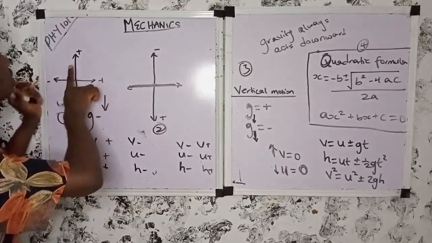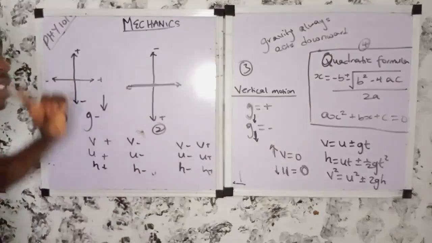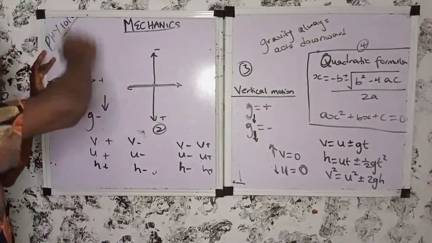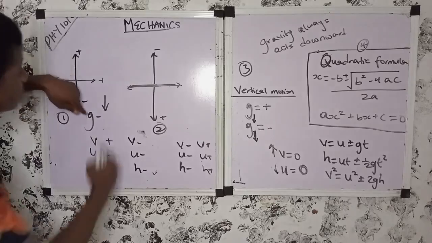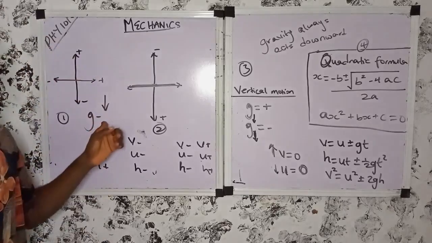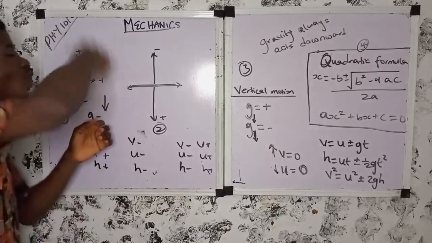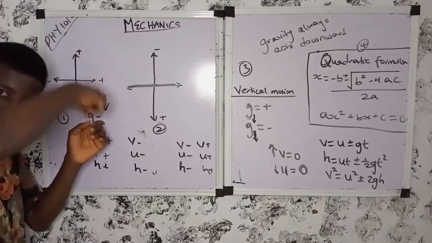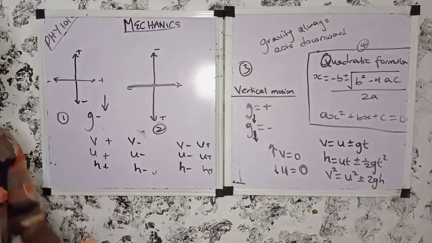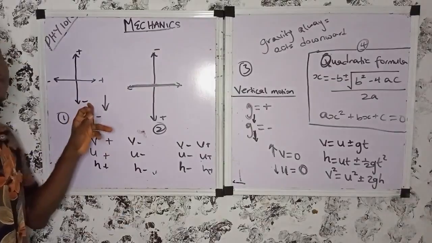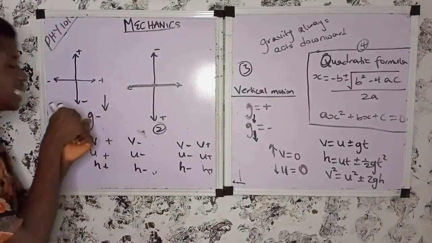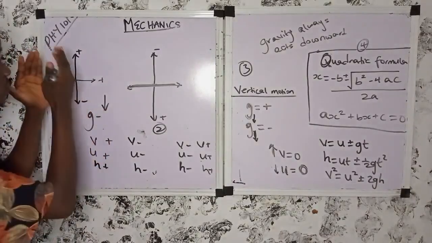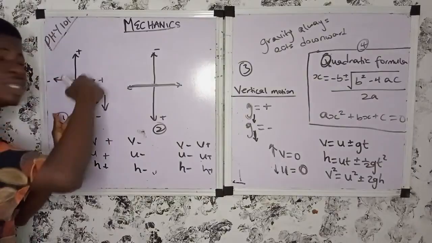When you throw a body upward, please take note, this is very, very important. Using this first coordinate, G will be negative because G always acts downward. And remember, downward in the first coordinate is usually negative. Using this first coordinate, upward is positive, downward is negative.